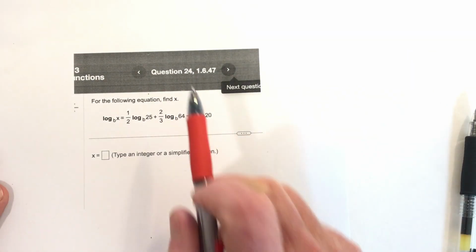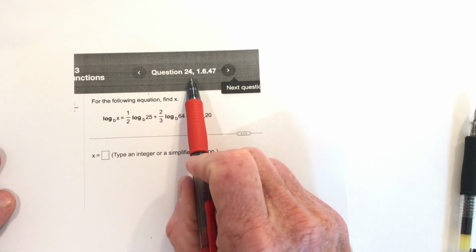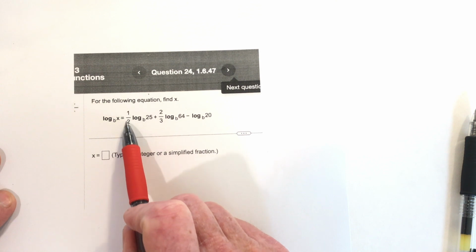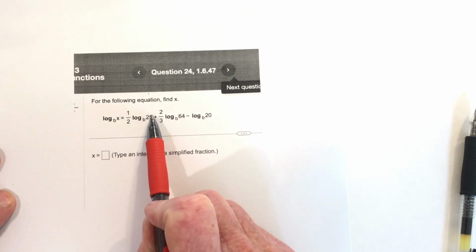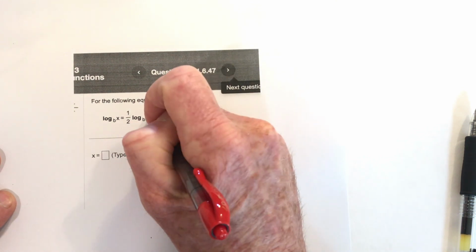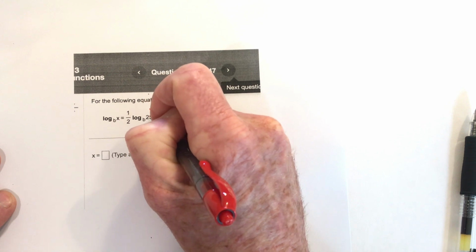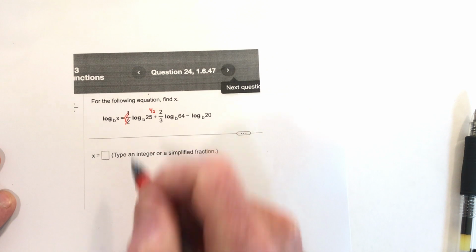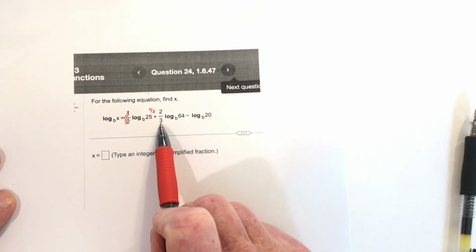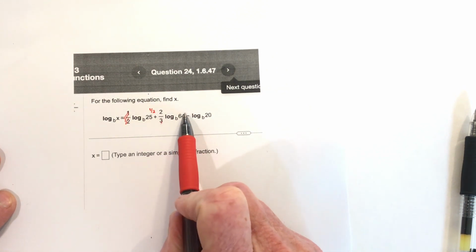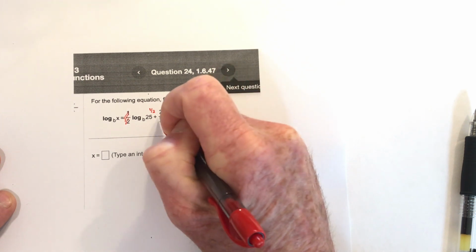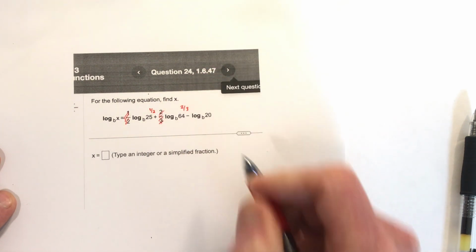And for one more, this is number 24. And so for this one, I'm going to do the same thing. You can take this number and move it up here as an exponent. So the 25 is going to have an exponent of 1/2. Now it's going to take care of this 1/2. And then this 2/3, you can move it up here and use it as an exponent on the 64. And that takes care of the 2/3.